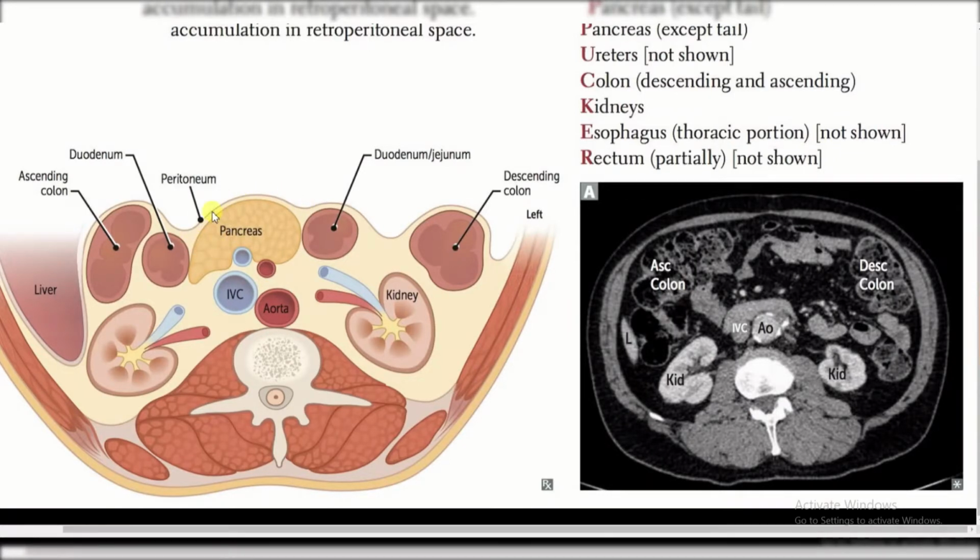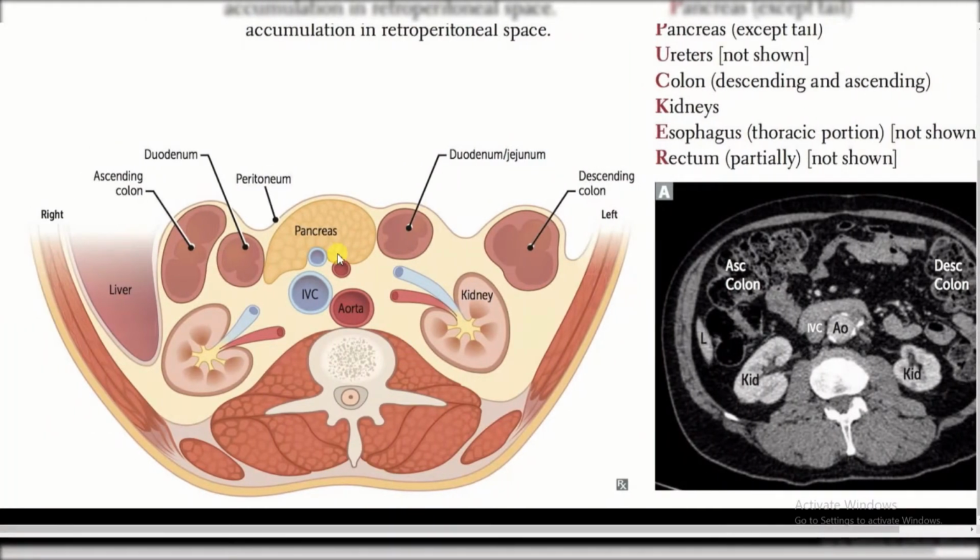So let's see here the structures which are present in the retroperitoneum. This is the pancreas, this is the peritoneum, this is the ascending duodenum, the second and the fourth part of the duodenum. You can take a screenshot or anything else. This is a very good image here. Duodenum and jejunum, and some part of the descending colon, ascending and descending colon are retroperitoneal structures.